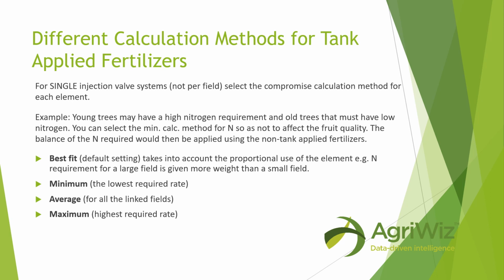The calculation methods are best fit, which is the default setting, that takes into account the proportional use of the element. For example, nitrogen requirements for a large field are given more weight than those for a small field. Minimum, which is the lowest required rate across the fields, average for all the linked fields, and maximum, the highest required rate.